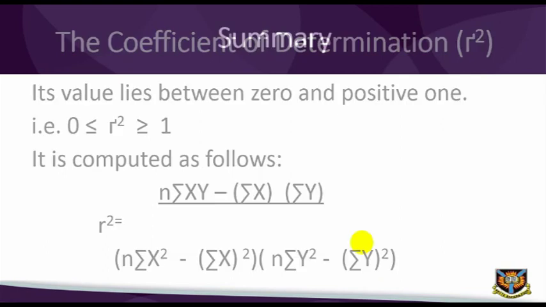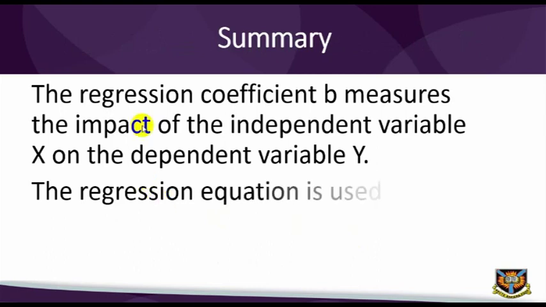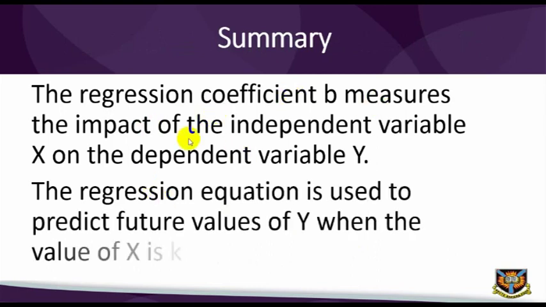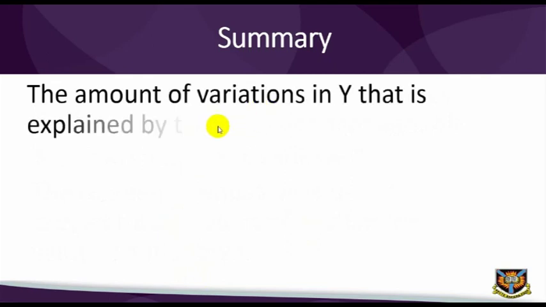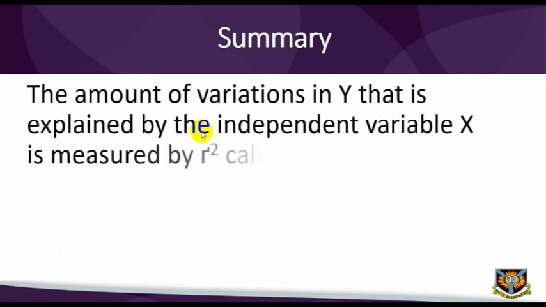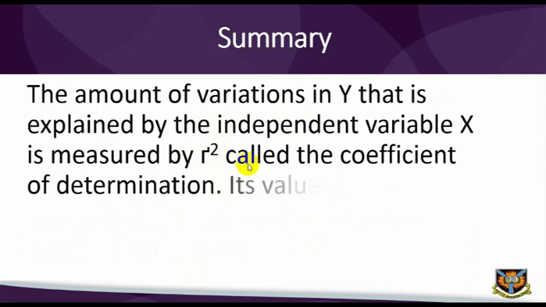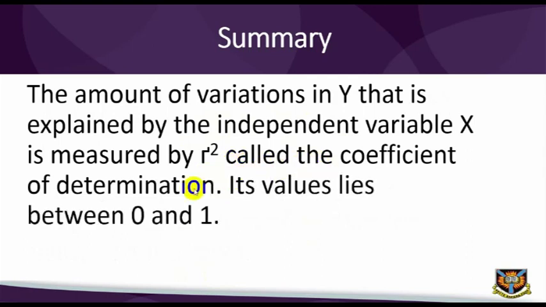Summary. The regression coefficient b measures the impact of the independent variable x on the dependent variable y. The regression equation can also be used to predict future values of y when the value of x is known. The amount of variation in y that is explained by the independent variable x is measured by r squared, called the coefficient of determination. Its value lies between 0 and 1.